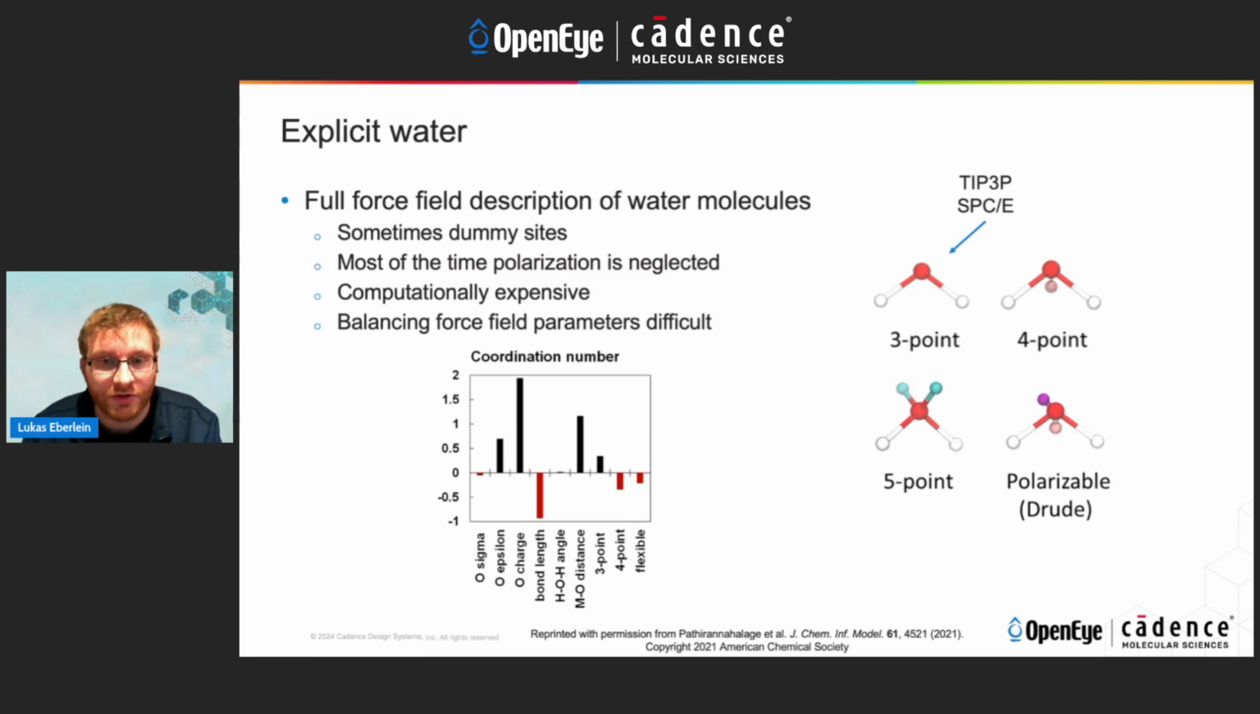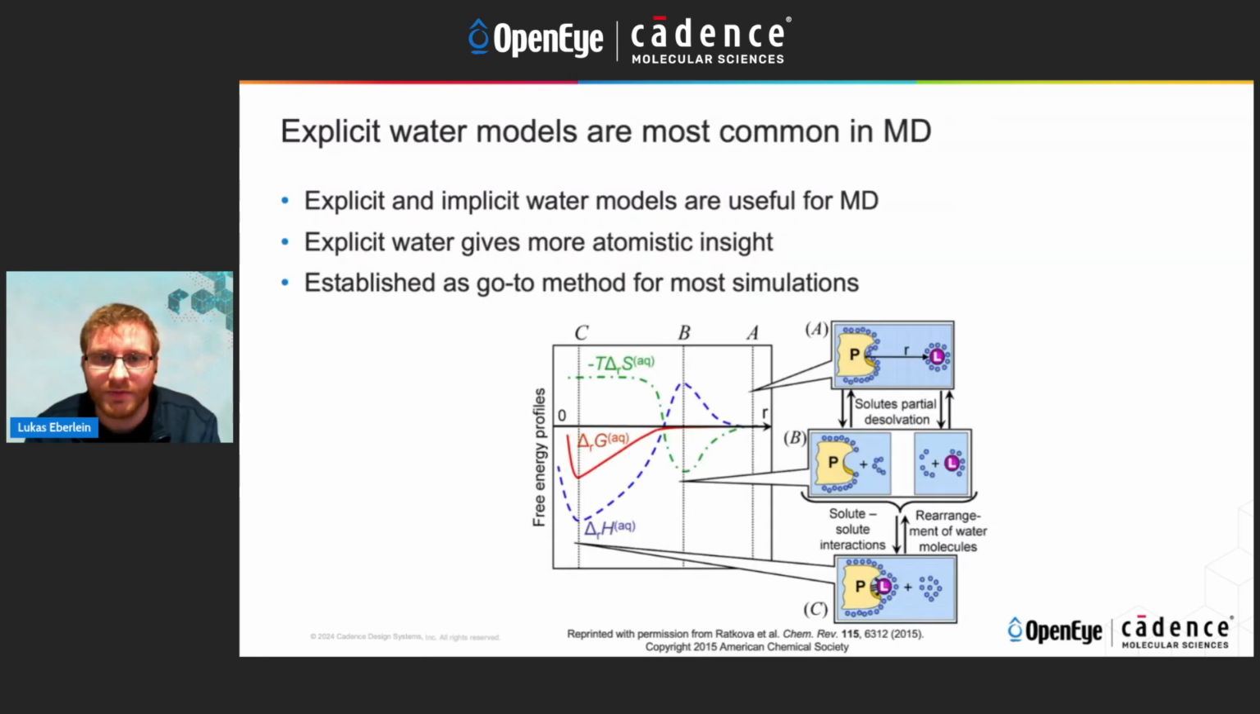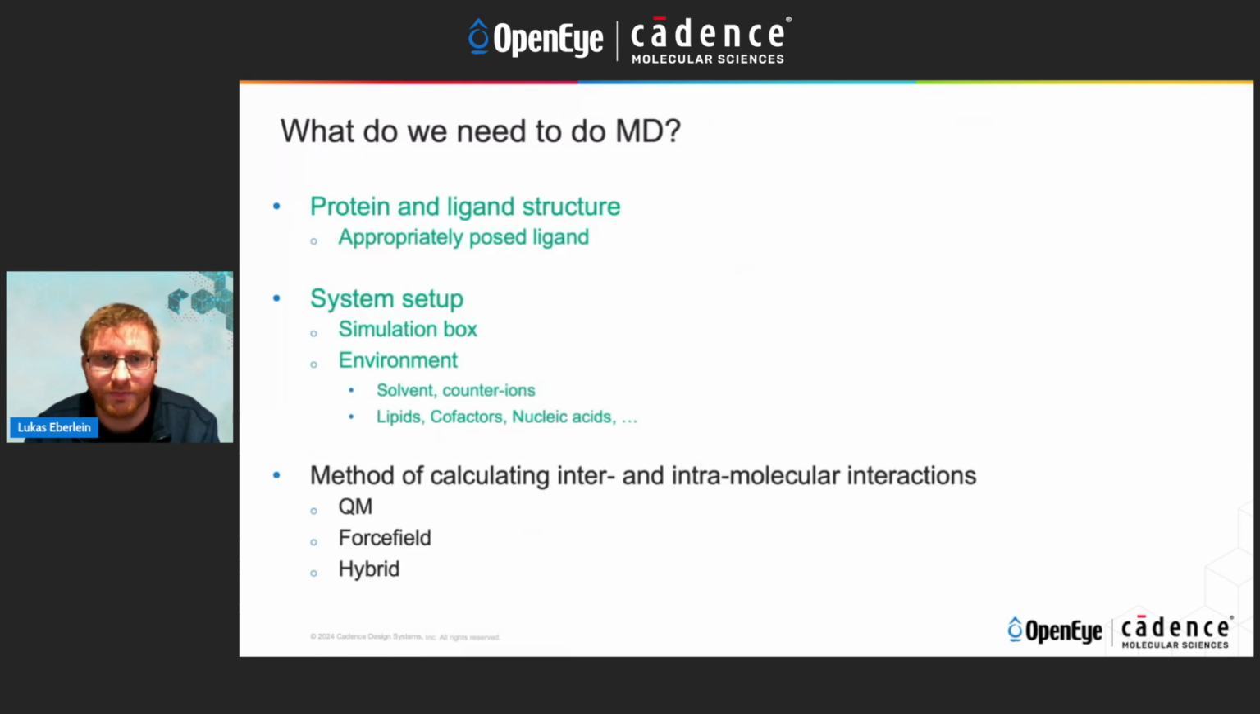The parameterization of water models is non-trivial. Here we see how a change in the force field parameters changes the coordination number of water from a simulation. Creating a water model that accurately reflects most of the important bulk properties of water is a complicated multi-parameter optimization. In practice, explicit water models have become the standard method for most molecular dynamic simulations. The main reason for this is the atomic level insight that these models provide. Effects such as partial desolvation, water rearrangements, and explicit solute-solvent interactions are difficult to model implicitly and play an important role in drug development.